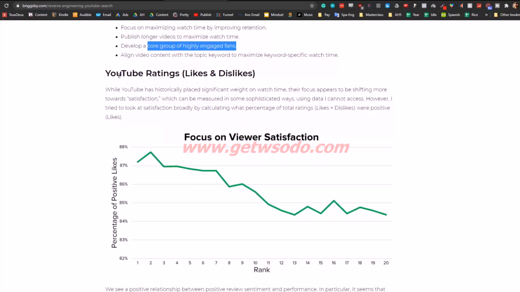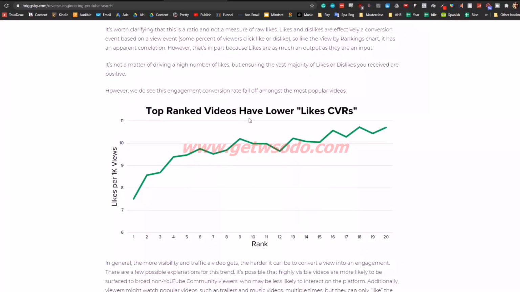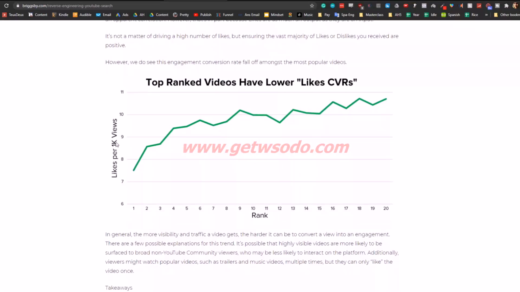Focus on viewer satisfaction, like ratings, likes and dislikes. So you can see that percentage of likes, they want to be above 87% for rank 1 and 2. And then you can see that pretty much as long as you're above 84%, you can still rank on the first page. Top ranked videos have lower CVRs. So likes per 1,000 views. So you can see that they get more likes per views, basically. They only need about 7,500 views in order to get one like.